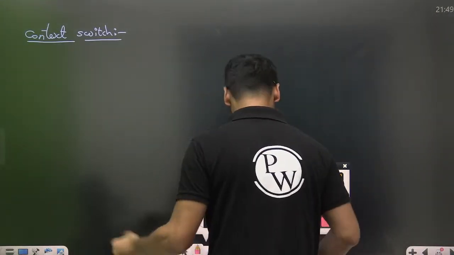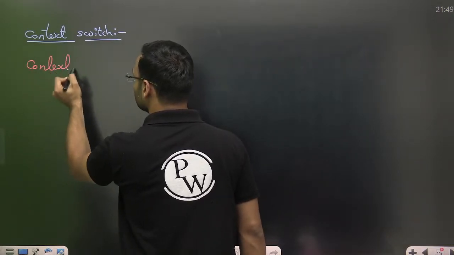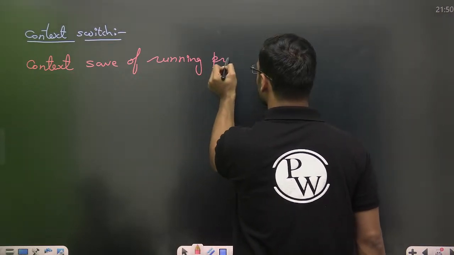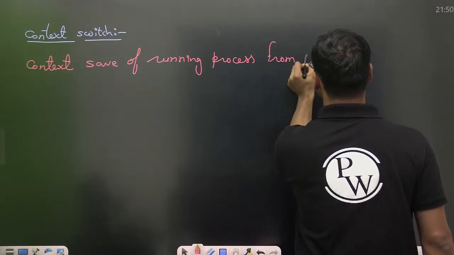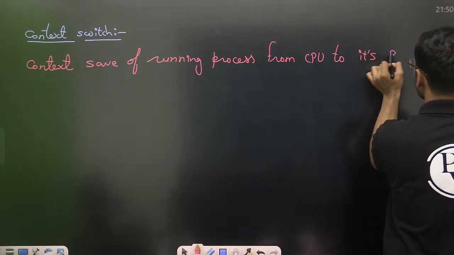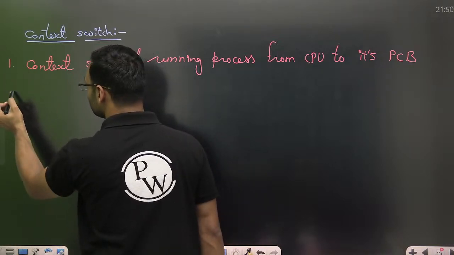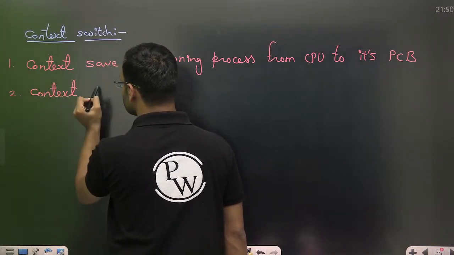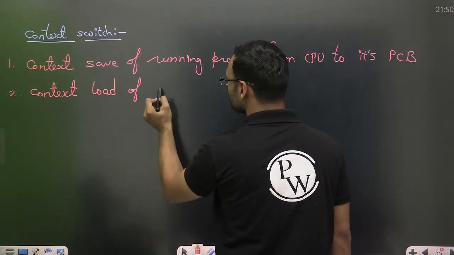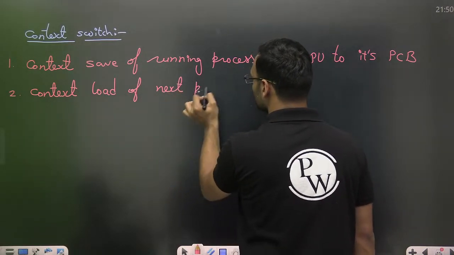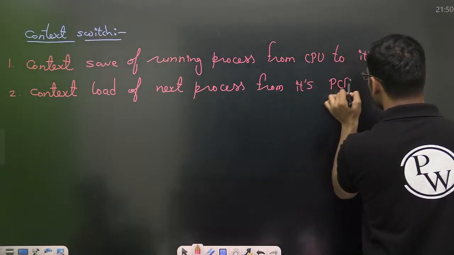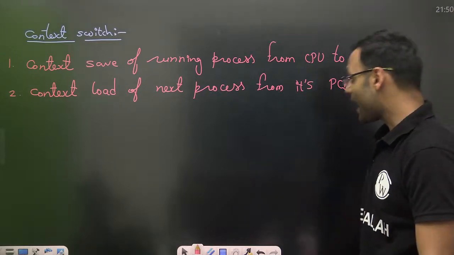So context switch will have two things. One is context save of the running process from the CPU to the PCB, that process's PCB. And the second thing is context load. Two steps are there. Loading the context means loading into the CPU the context of the next process, from its PCB to the CPU. That is the actual term.